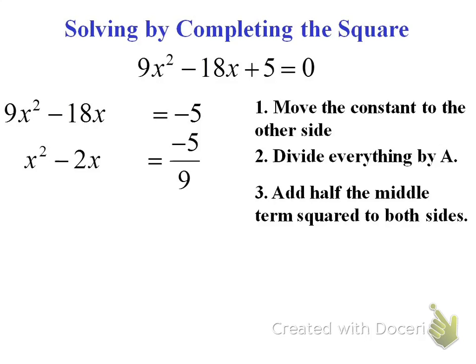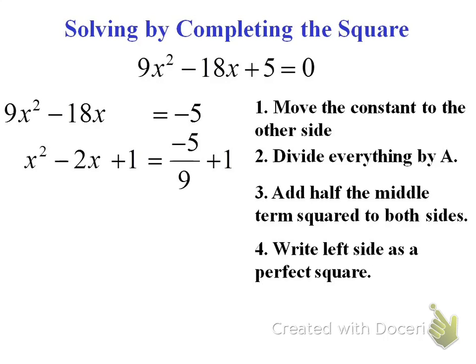The next thing you want to do is the process we were just practicing. You're going to add half the middle term squared to both sides. So you take the middle term, negative 2, divided by 2 would be negative 1. Negative 1 squared would be 1. So I need to add 1 right here. This was written as the C on the last slide, but now there's nothing there. You add 1. If you add 1 to one side of the equation, what do you have to do to the other? Add 1. So I add 1 to both sides.